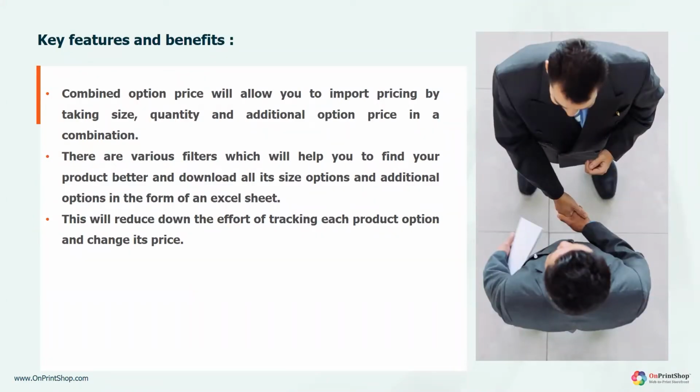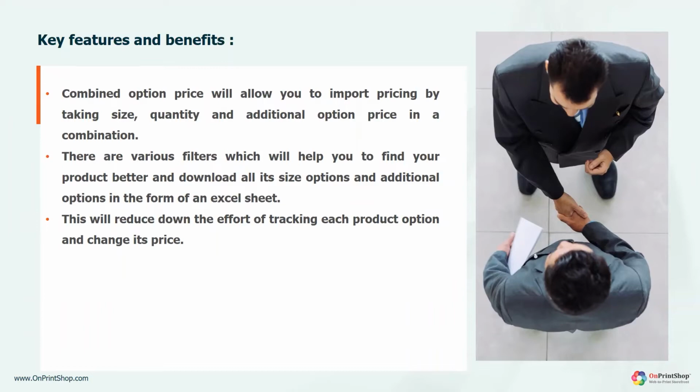Combined option price will allow you to import pricing by taking size, quantity, and additional option price in a combination. There are various filters which will help you to find your product better and download all its size options and additional options in the form of an Excel sheet. This will reduce the effort of tracking each product option and changing its price.